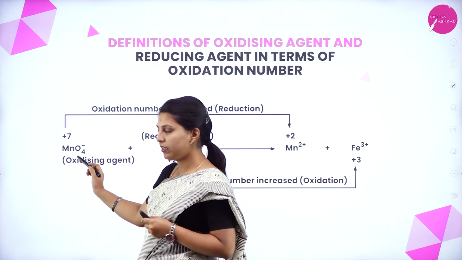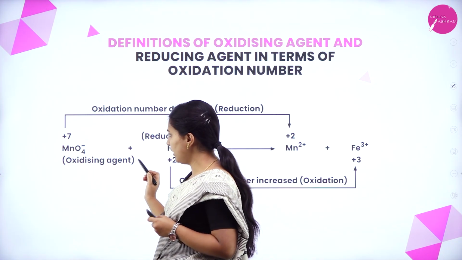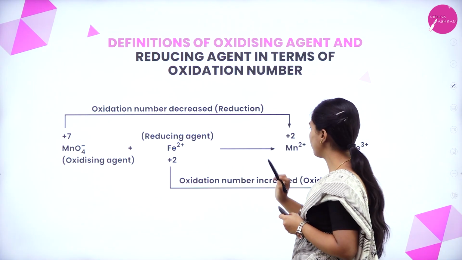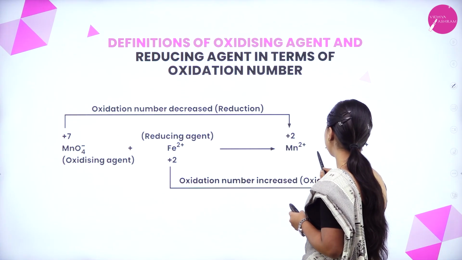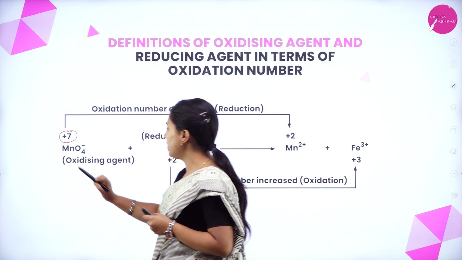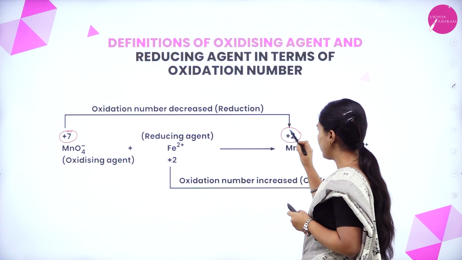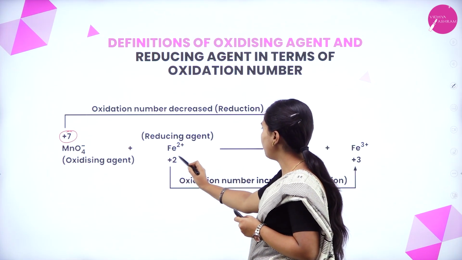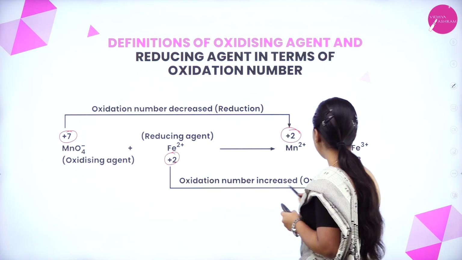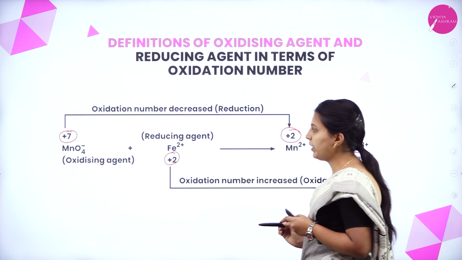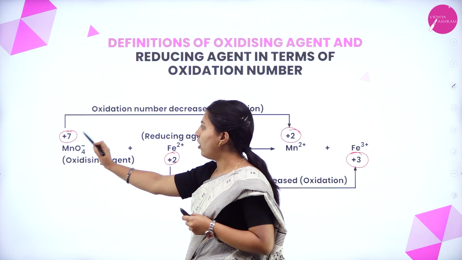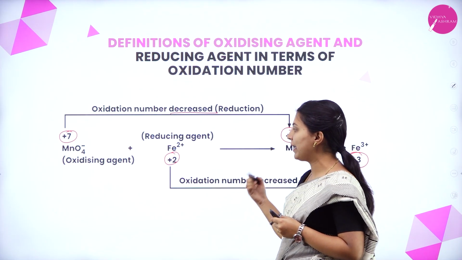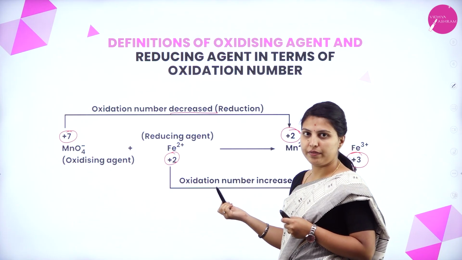MnO4 minus is an oxidizing agent. Oxidation number decreases means reduction is going to happen. In Mn2 plus, you have to observe that plus 7 is decreased to plus 2. Here, if they have added a reducing agent, Fe2 plus, the plus 2 oxidation number is increased to plus 3. Once again, oxidation number decreased means reduction, oxidation number increased means oxidation.